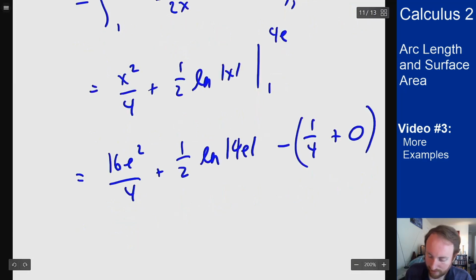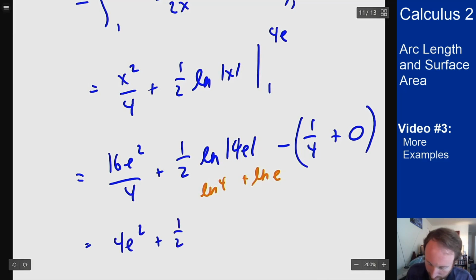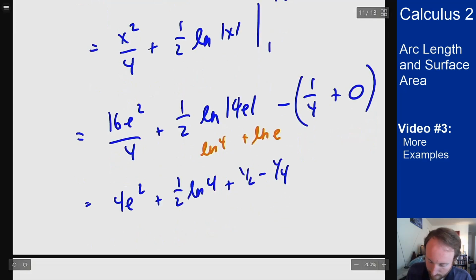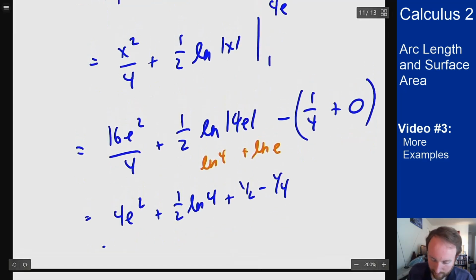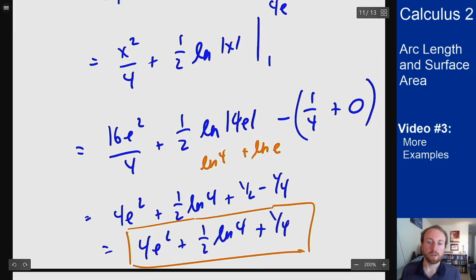Log of 4e is log of 4 plus log of e, and log of e is 1. So I will get here a 4e squared plus a 1/2 log of 4 plus a 1/2 minus a 1/4, which means my final answer here is 4e squared plus 1/2 log of 4 plus 1/4. So the key trick there is recognizing the inside bit as a perfect square, so then you can simplify it out and actually get something you can integrate.